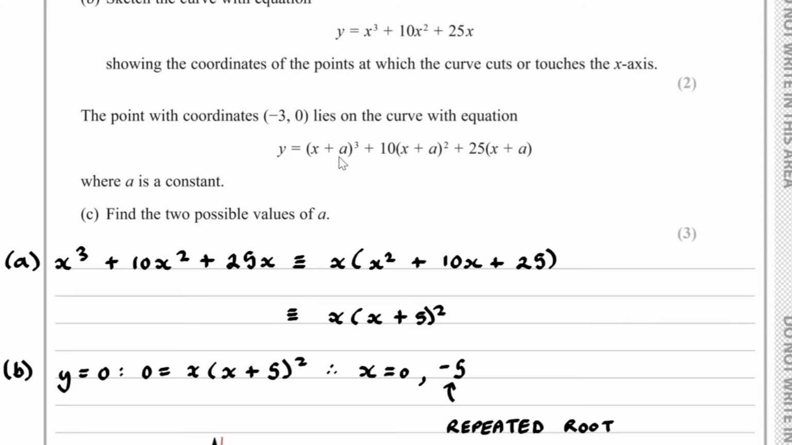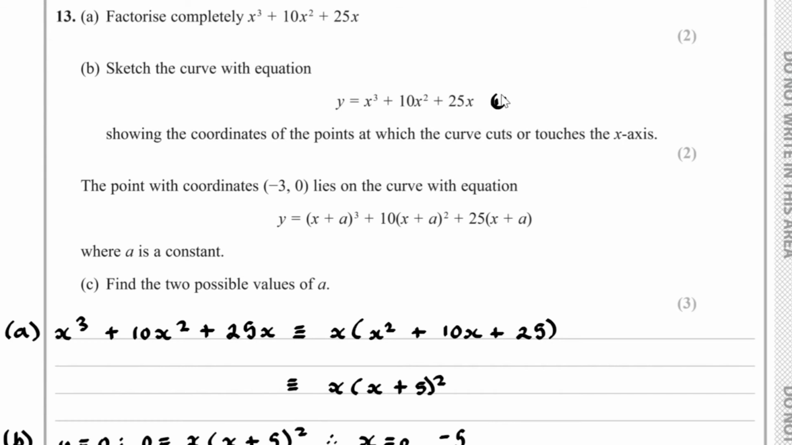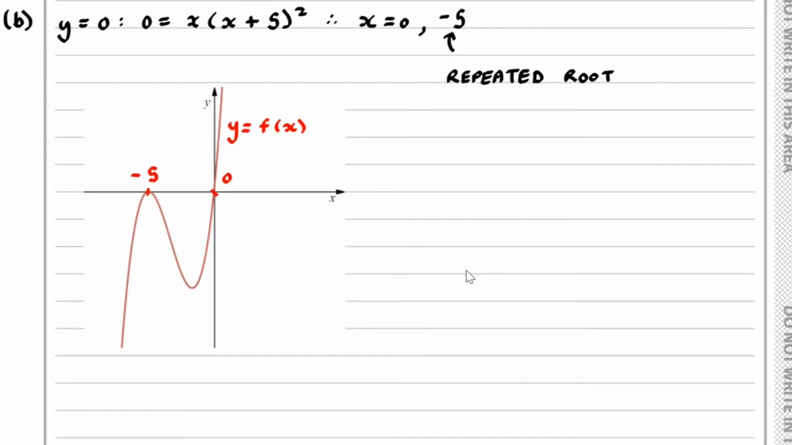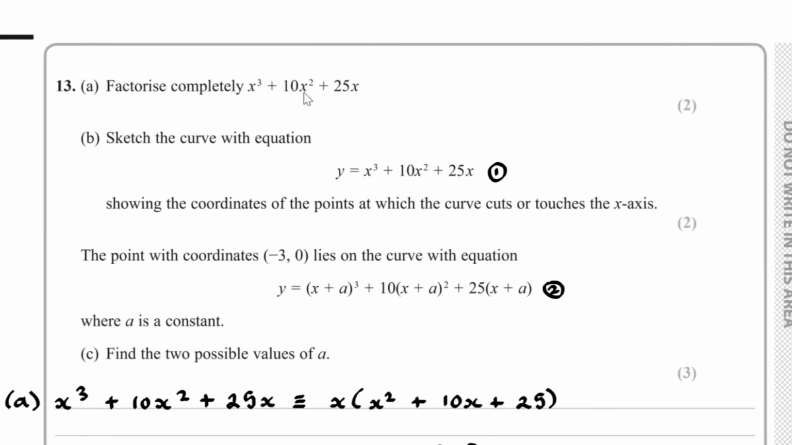Now for part C of the question, the point with coordinates minus 3, 0 lies on the curve with equation y equals (x plus a) all cubed plus 10 lots of (x plus a) all squared plus 25 lots of (x plus a), where a is a constant, and we have to find the two possible values of a. Well, if I call this equation 1, this equation 2, and this equation 3, what you can see is to go from here to here, we have a translation by vector minus a, 0.